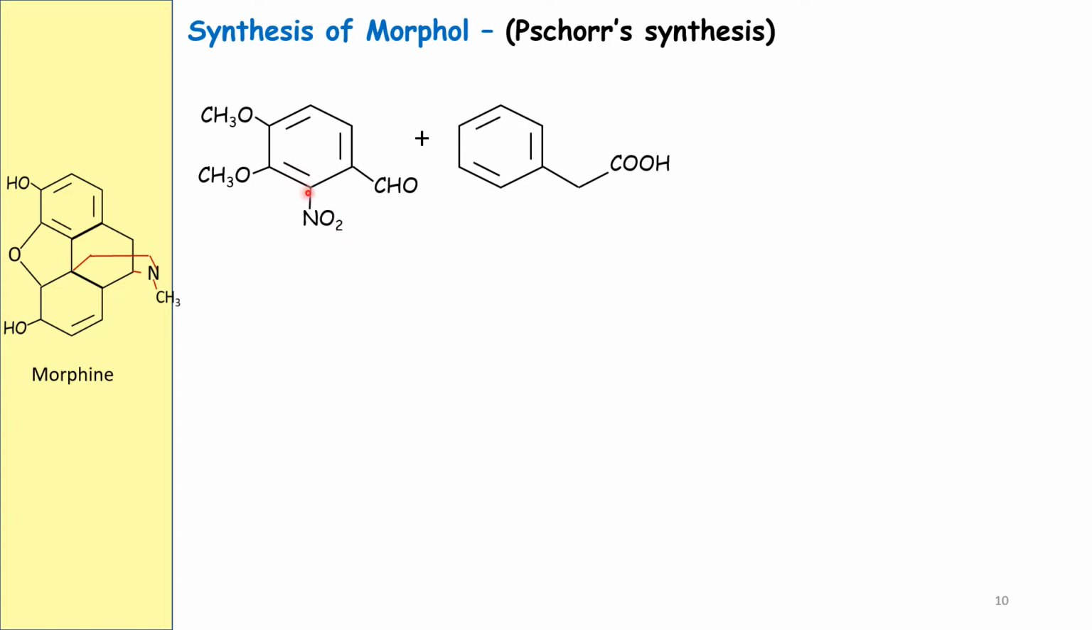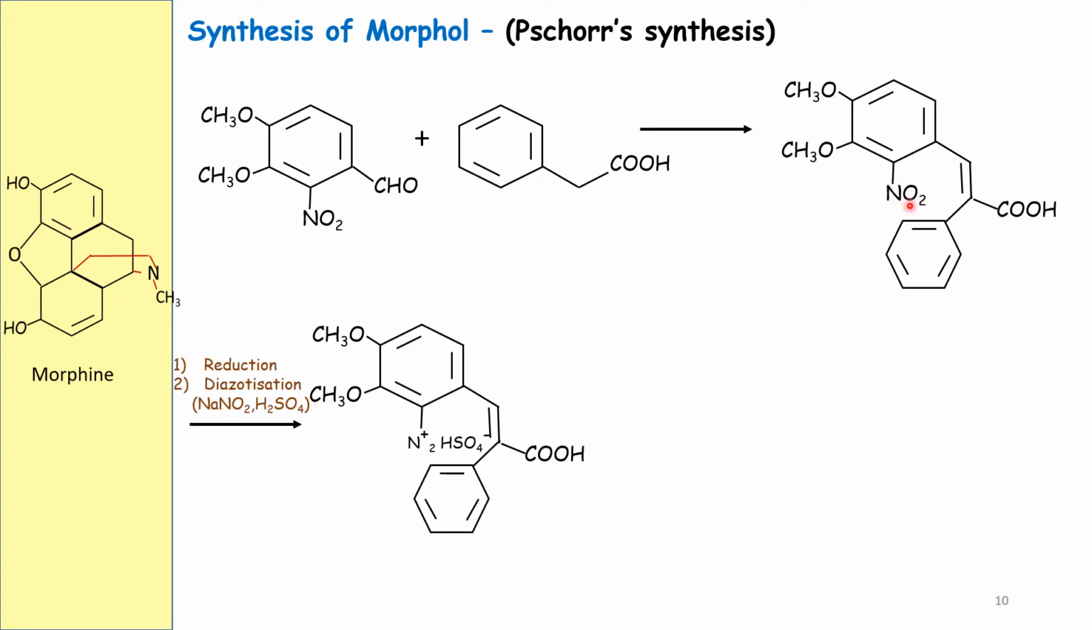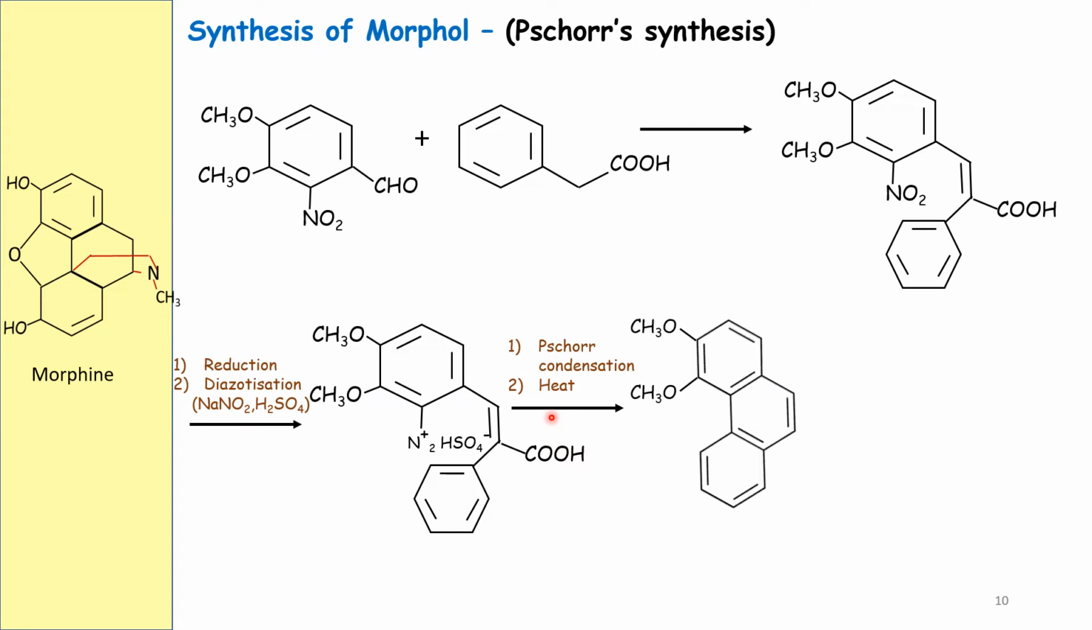This is 3,4-dihydroxy-2-nitrobenzaldehyde. When it is treated with phenylacetic acid, we get that condensation product. That NO2 group is reduced, followed by diazotization, and we get the diazonium salt, which upon Pschorr condensation followed by heat, we get that dimethoxy product, and when treated with HBr, we get the Morphol, that is dihydroxyphenanthrene.